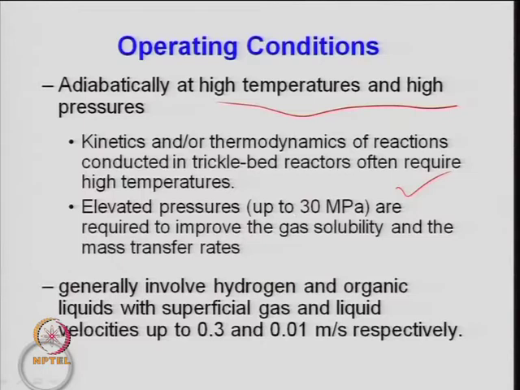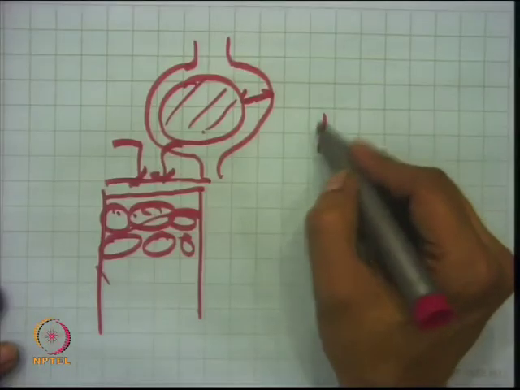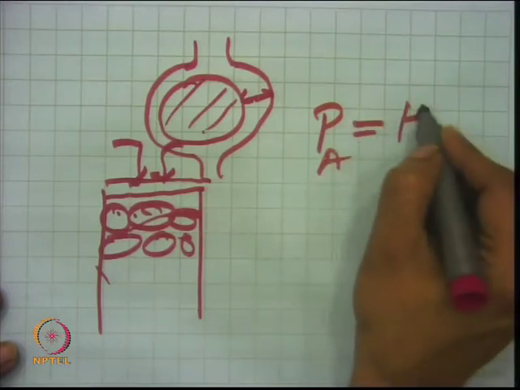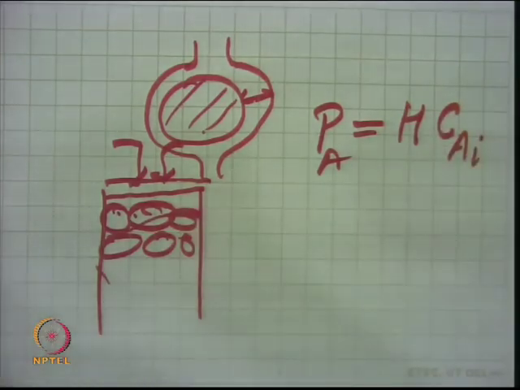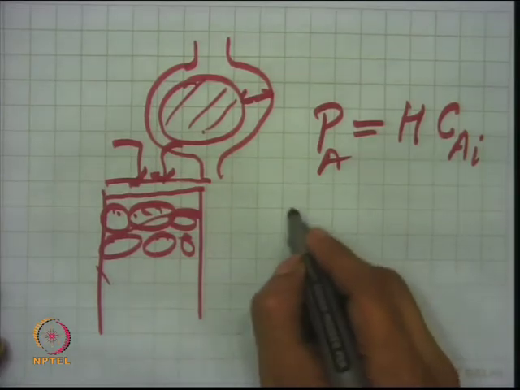Generally high pressure up to 300 atmosphere or 30 megapascal is required to improve the solubility and the mass transfer rate. This is what I was talking about, that it is a mass transfer governed operation. Mass transfer is very slow in these trickle bed reactors. If you need to improve that, you have to increase the solubility of the gas, which is governed by Henry's law: PA = HA times CAi. The gas solubility, that is, the partial pressure of A, is related to some Henry's law constant times the concentration of that gas at the interface, the gas-liquid interface, because basically there is a gas bubble.